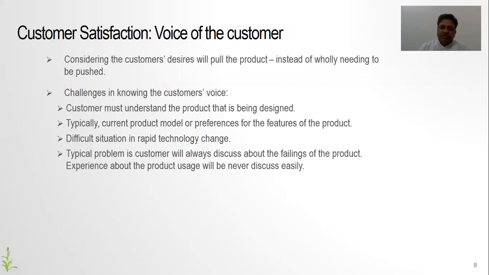So, customer satisfaction, voice of the customer. Considering the customer desires will pull the product instead of only needing to push. Challenges in knowing the customer's voice: the customer must understand the product that is being designed, typically the current product model or preferences for the features of the product. It is a difficult situation in rapid technology change. A typical problem is that the customer will always discuss the failings of the product. Experience about the product usage will never be discussed easily.